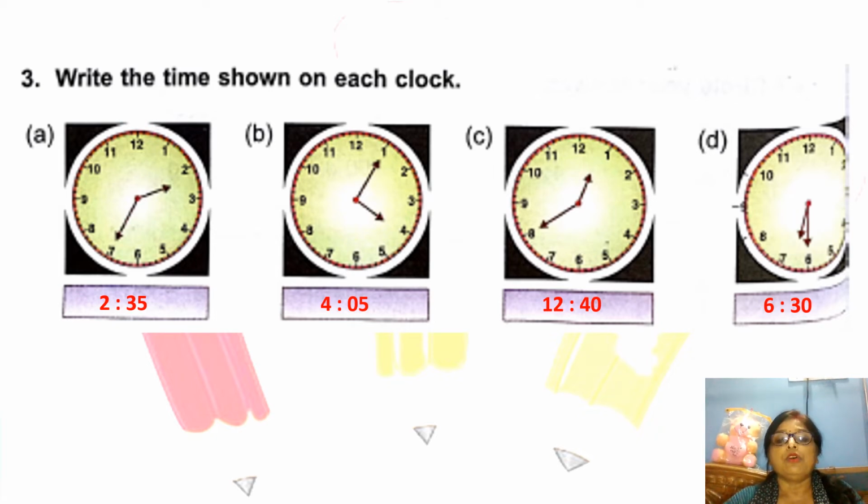Again, 12:40. The smaller hand is between 12 and 1 and the bigger hand is at 8. It is 12:40. In this way you will do the whole sums.